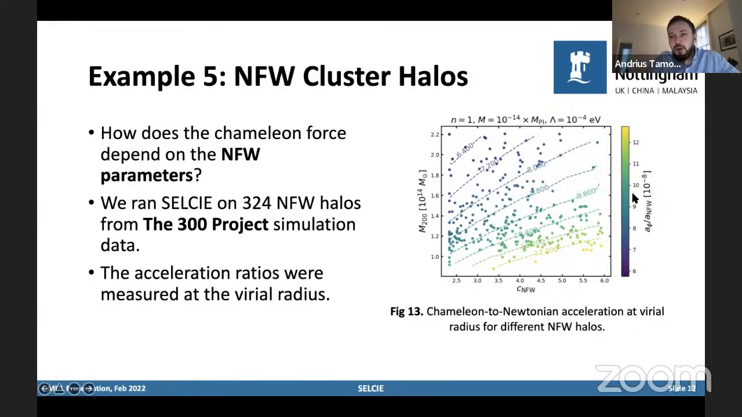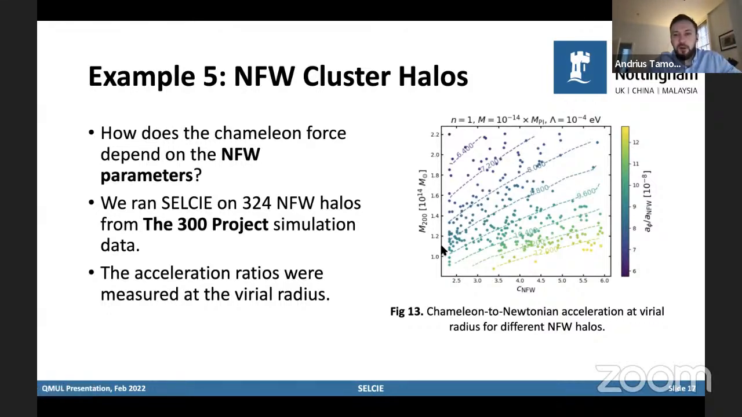So what does it say? Well, first of all, these numbers are very, very small. So basically it's saying that the Chameleon force that's still allowed by the constraints is really, really small. And most likely, even if it exists, it would not have any significant effect on cluster scales.